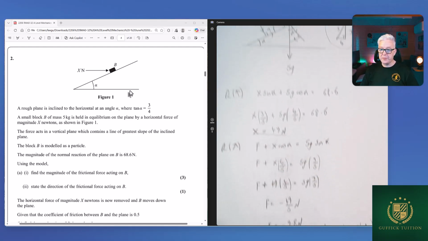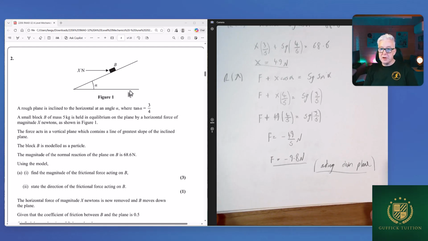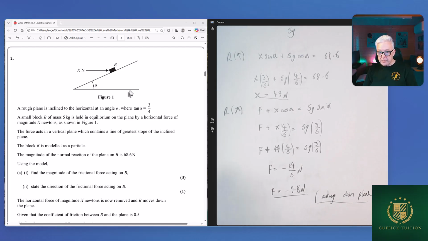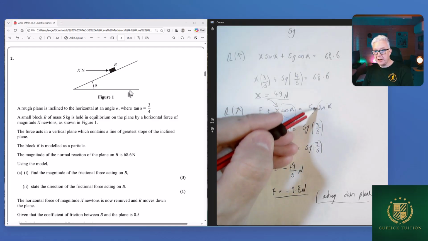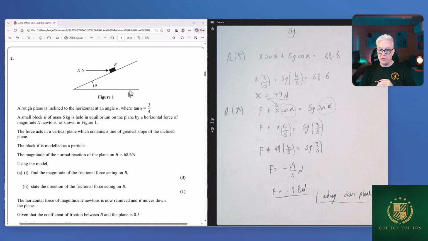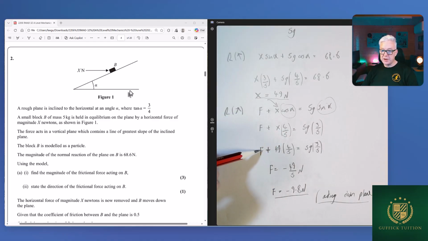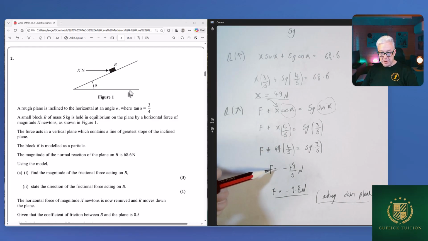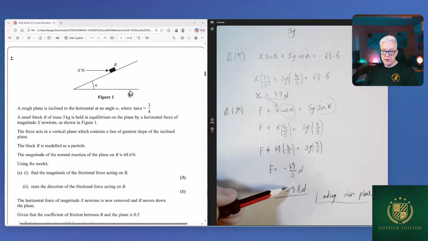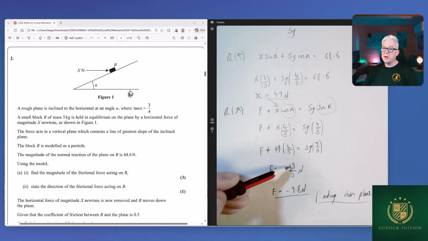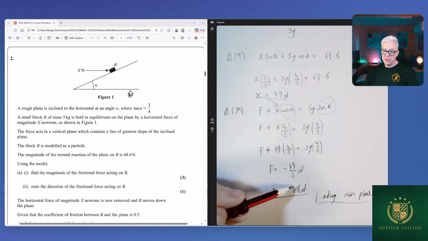So now that we've got those 2 forces, remember we know that X is 49 newtons, and we also know what cosine and sine are from our triangle before. So we put all of those results in, we can see that the only unknown now is our frictional force. It turns out that it's minus 49 over 5 newtons, which is minus 9.8.